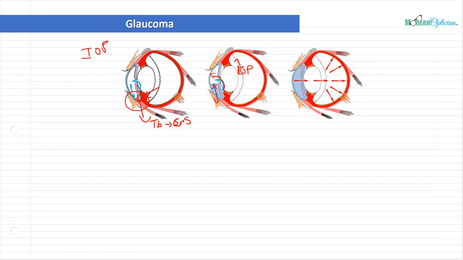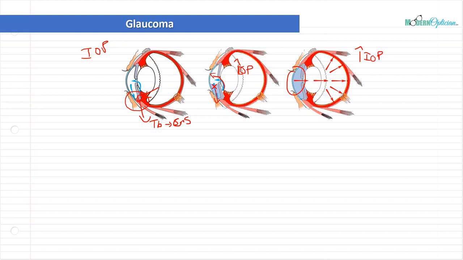I'm having a hard time with the pen today. Increased IOP could be very detrimental. You see here how the fluid is all kind of backed up. It's not coming out, and these arrows signify increased IOP, and that could be very detrimental. This is open angle glaucoma. Now, closed angle glaucoma is when that angle gets squeezed off. Now, there's a couple different mechanisms to that as well.